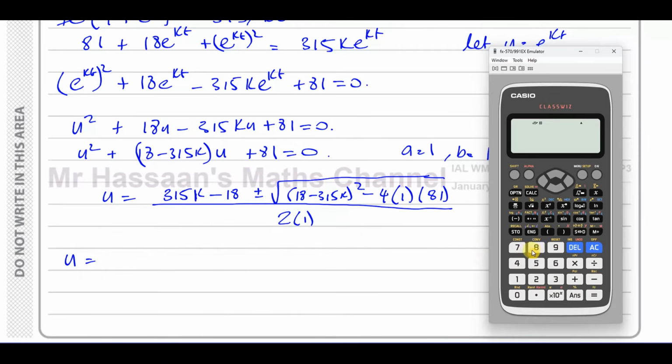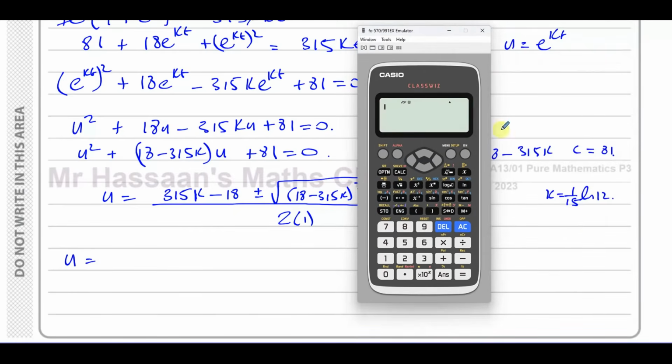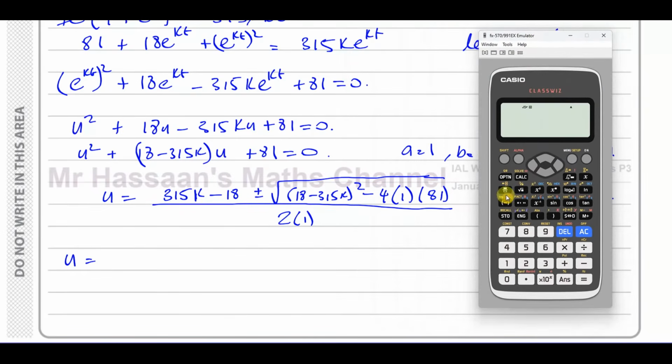So what I'm going to do in the calculator, I'm going to take 1 over 15 times ln of 12, and I'm going to store that as a. Okay, so that's going to be a in my calculator now. So I don't have to keep typing that every time. I can just use the a in my calculator.